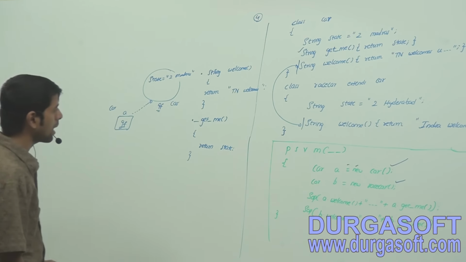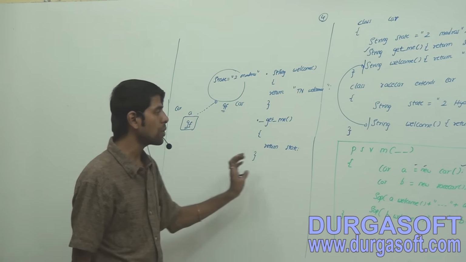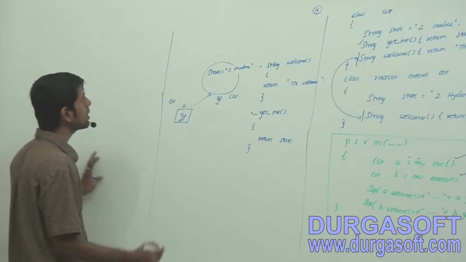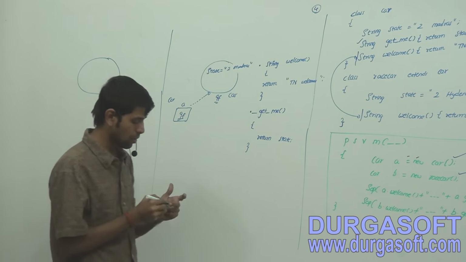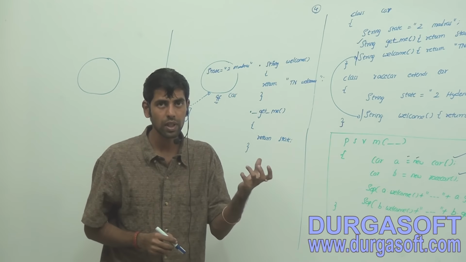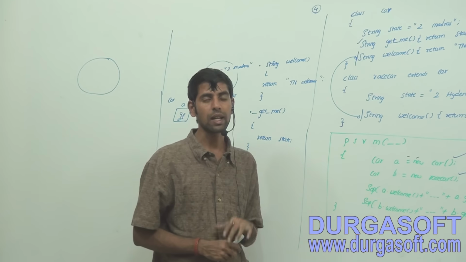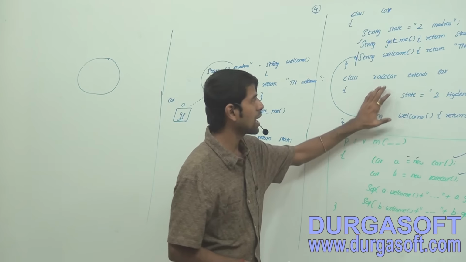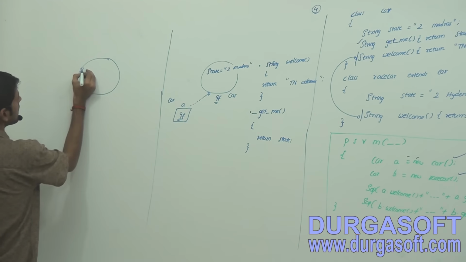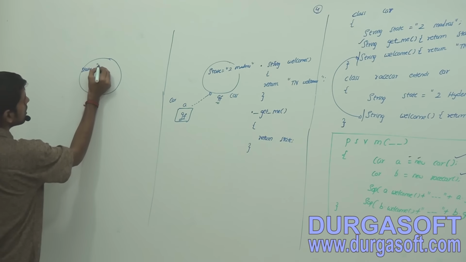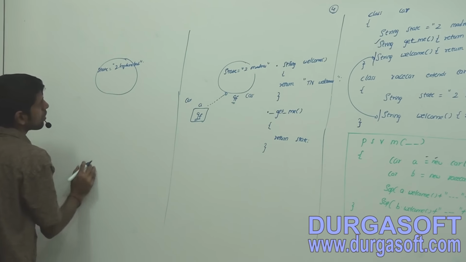Now observe the same thing. What is going to happen? Because of the new keyword, memory allocation is going to take place. Now what is this? A RaceCar constructor. A RaceCar constructor means the child class. Is there any data member there? Yes, we have one data member. What is that? Hyderabad.